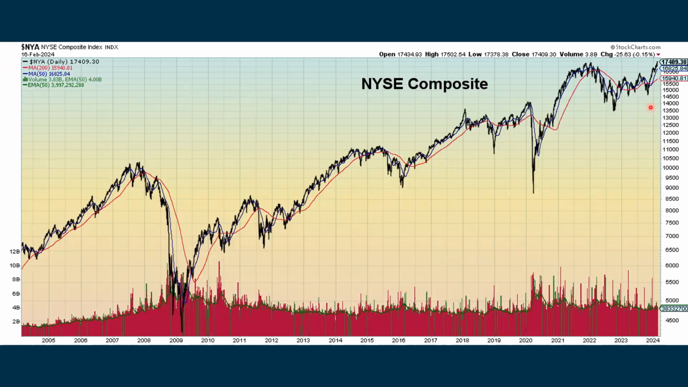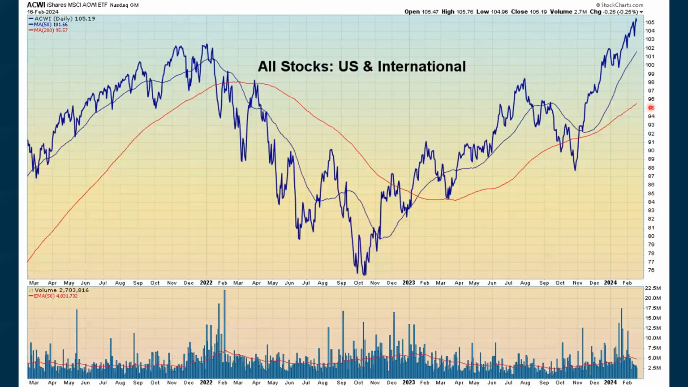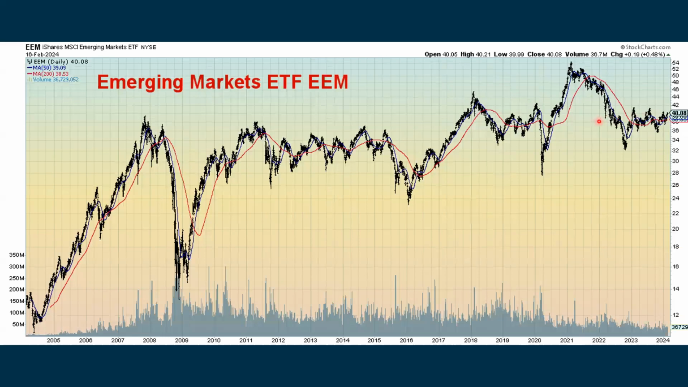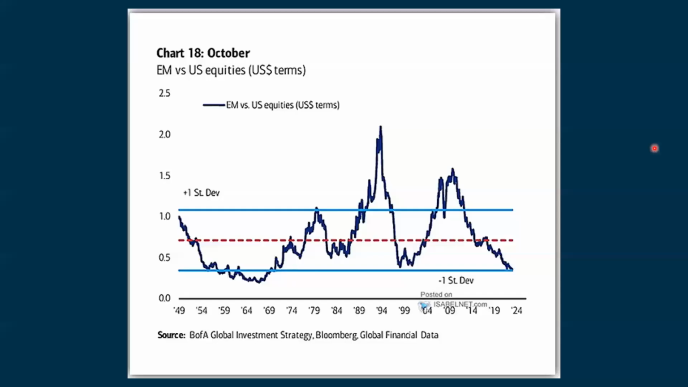This is what we use to measure the broad market. All stocks continue to be in an uptrend and setting all-time highs. Emerging markets chopping more or less sideways, but they are also in an uptrend.